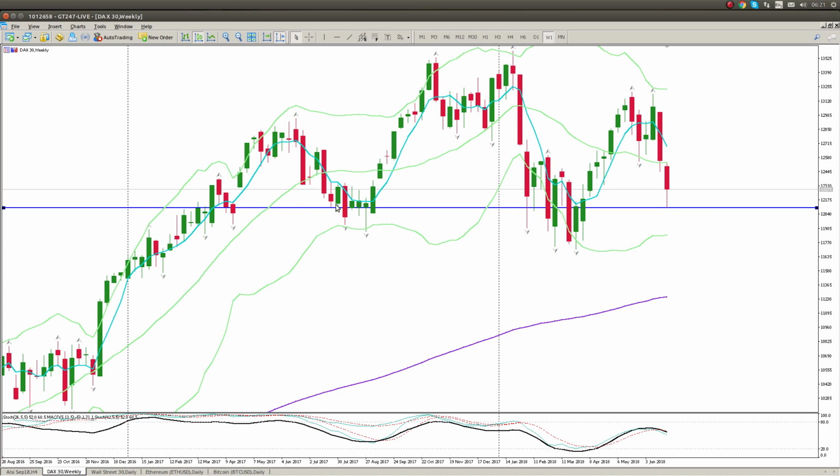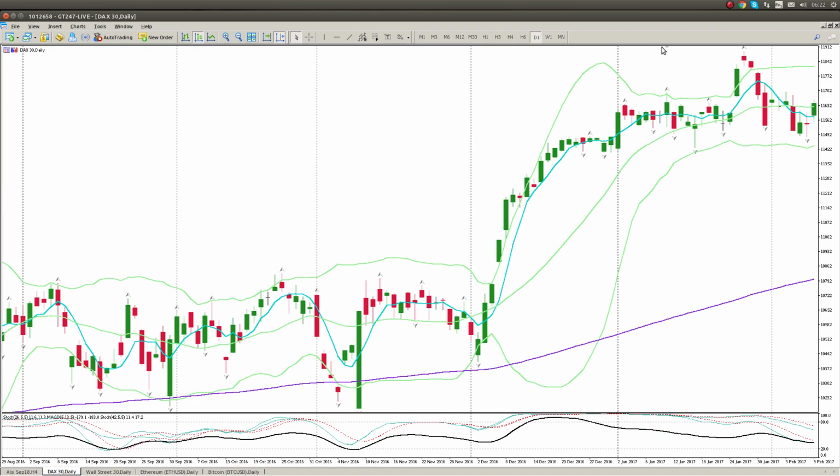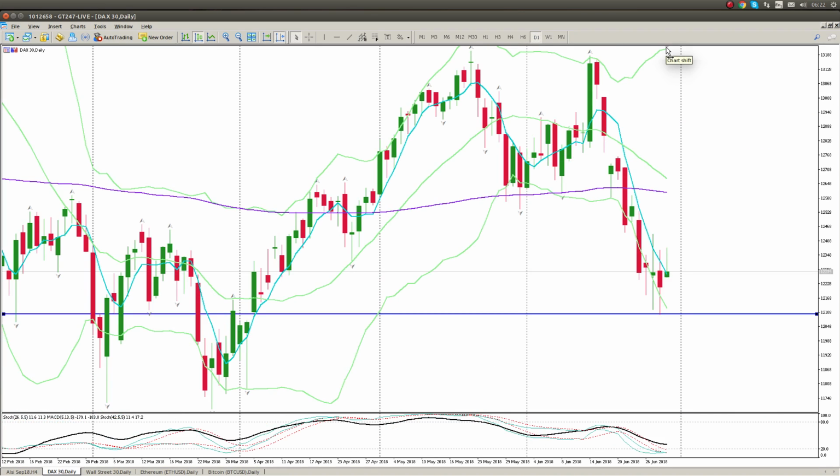You can see all the interaction on the left here with it. So we did have a bit of rejection, nothing to write home about, but buyers did step in. Now again, that could have just been some profit taking towards the end of the week from the short. Okay, let's start moving to the time frames we're interested in.